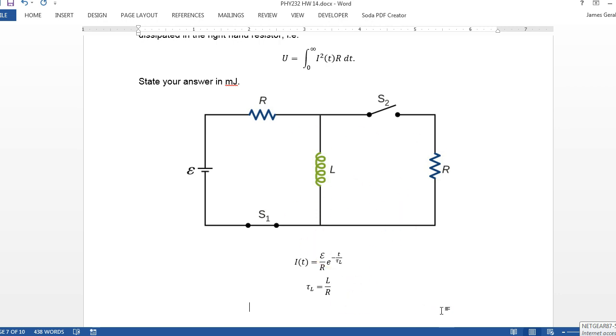Well, power is a function of time. P of t is I squared R. So that's what we see up here, I squared R.